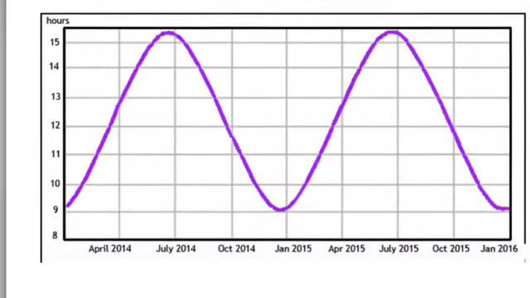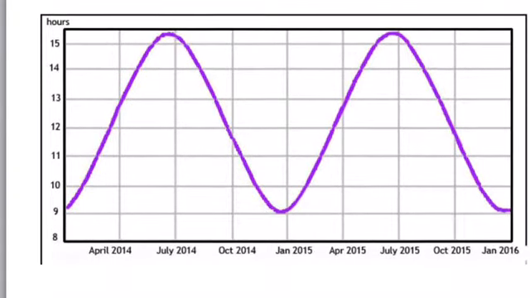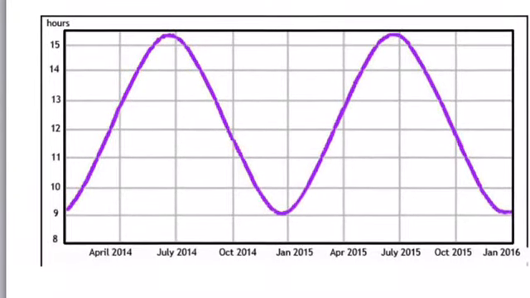This graph will continue going on forever through the years, and therefore it is a continuous sinusoidal function.